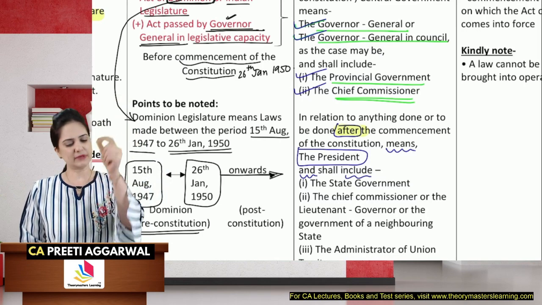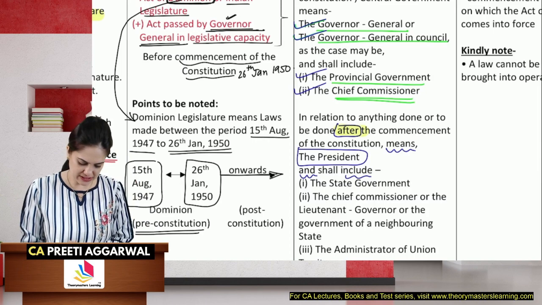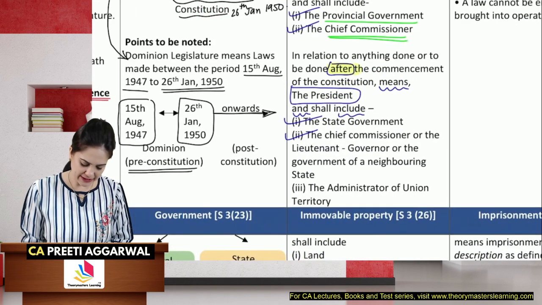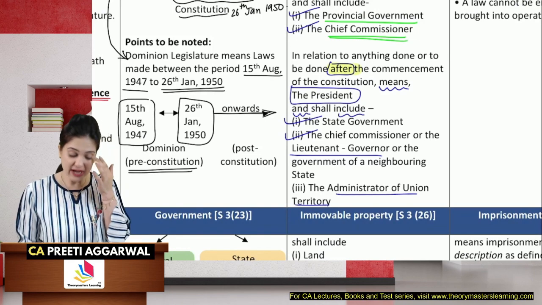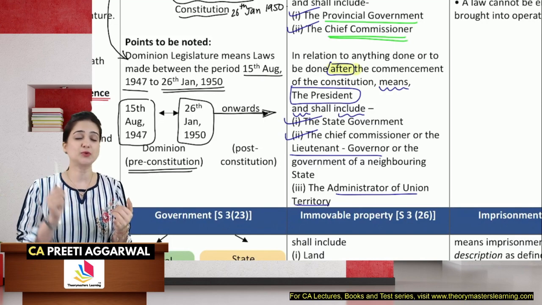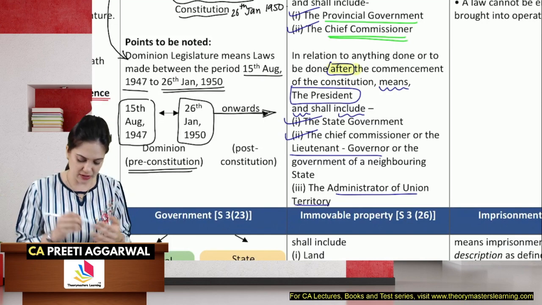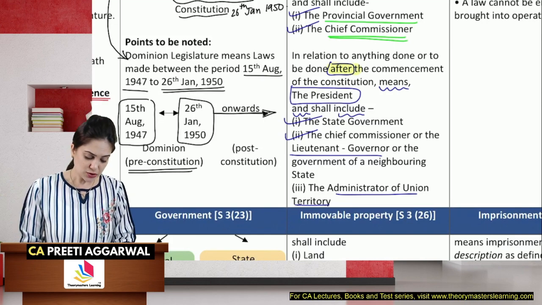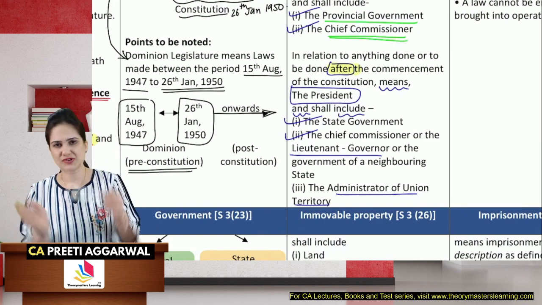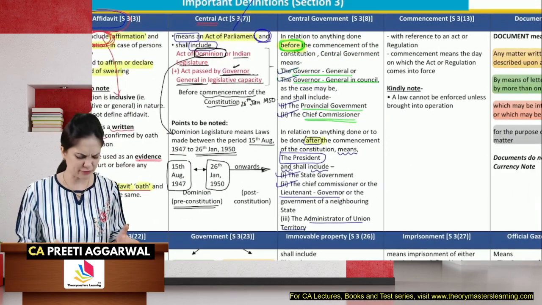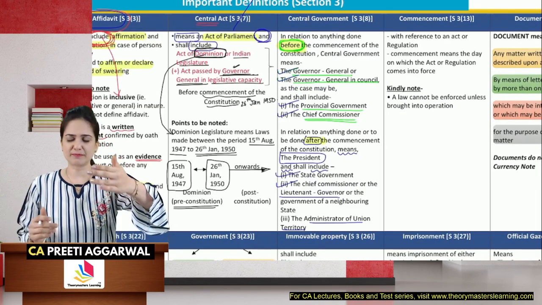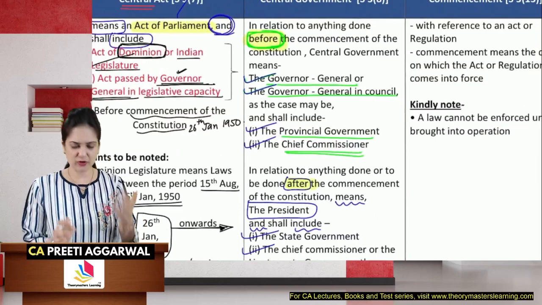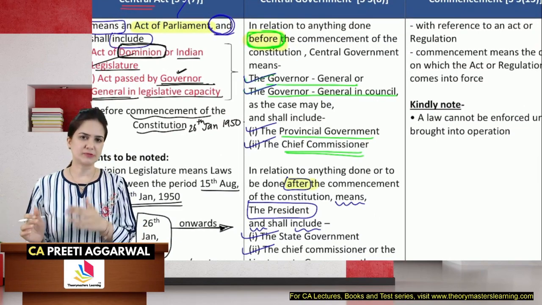So it means the president, but it will also include the state government, the chief commissioner or the lieutenant governor, like in Delhi. It will include the administrator of the union territory. So we have the central government, we have the state government, we have the union territories, we also have the lieutenant governor or the chief commissioner. So laws which are made by them post constitution will be covered over here. Is this important for exam? I don't think so. But central government is divided into two parts, that is pre-constitution, before the commencement of the constitution, and the second part is after the commencement of the constitution.